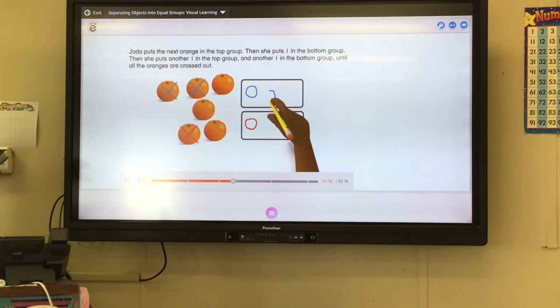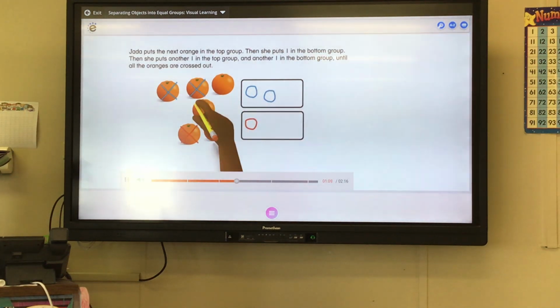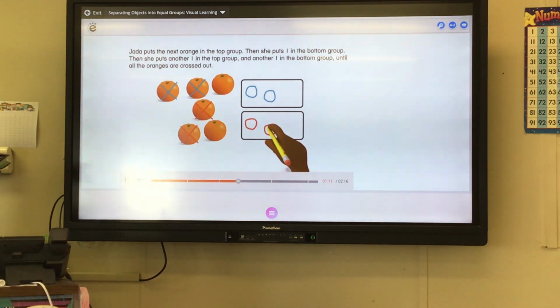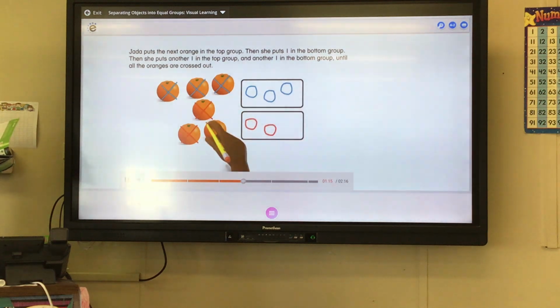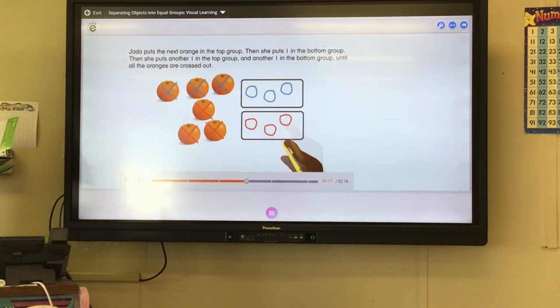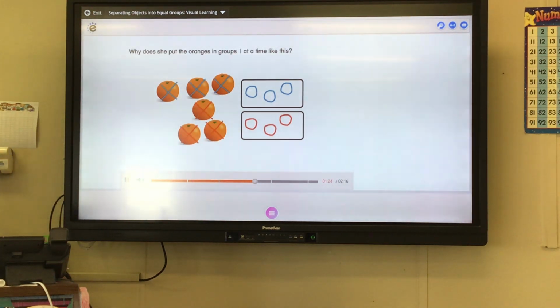Jada puts the next orange in the top group. Then she puts 1 in the bottom group. Then she puts another 1 in the top group and another 1 in the bottom group until all the oranges are crossed out. Why does she put the oranges in groups 1 at a time like this? Jada puts the oranges in groups 1 at a time to make sure each group is getting the same number.